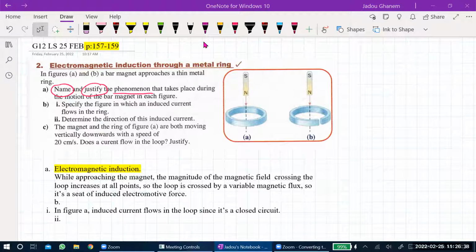Okay, great. Just be sure to provide a complete sentence explaining why the induced magnetic field opposes the direction of the initial magnetic field. Here, since the magnet is approaching this loop or ring, the magnitude of the magnetic field will be increasing. Lenz's law states that there must be an induced magnetic field.